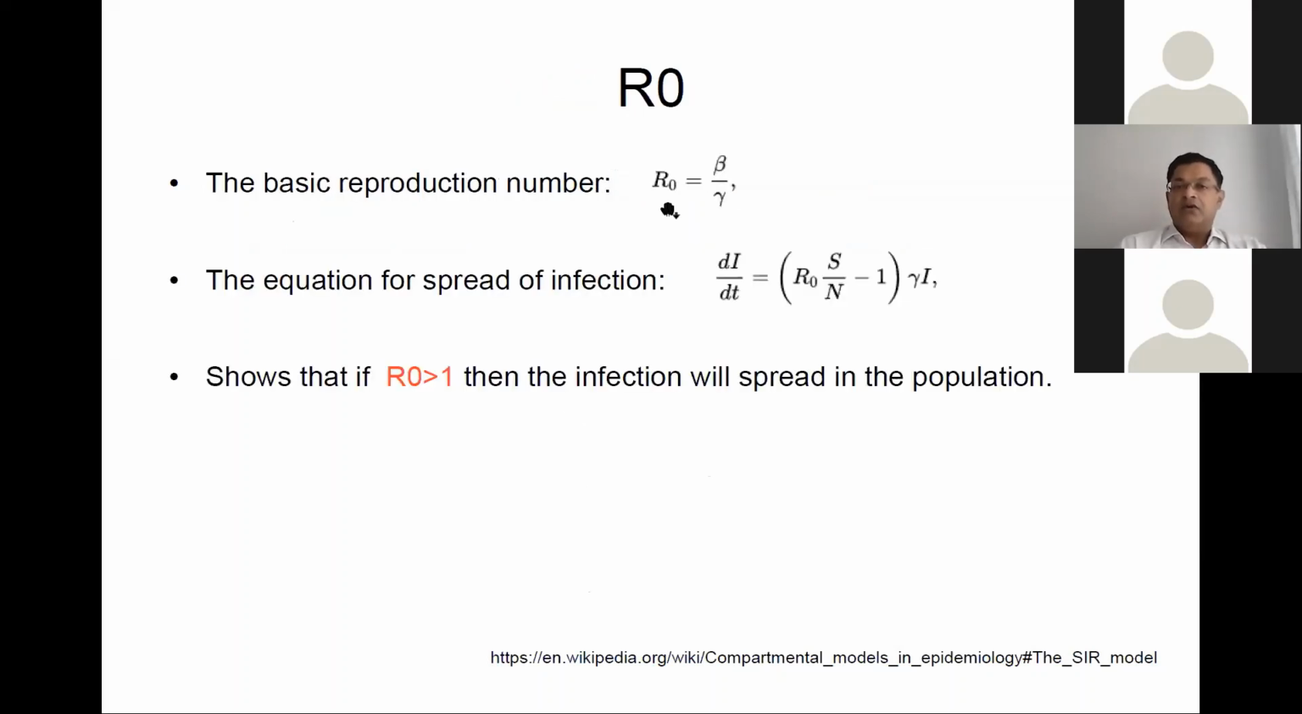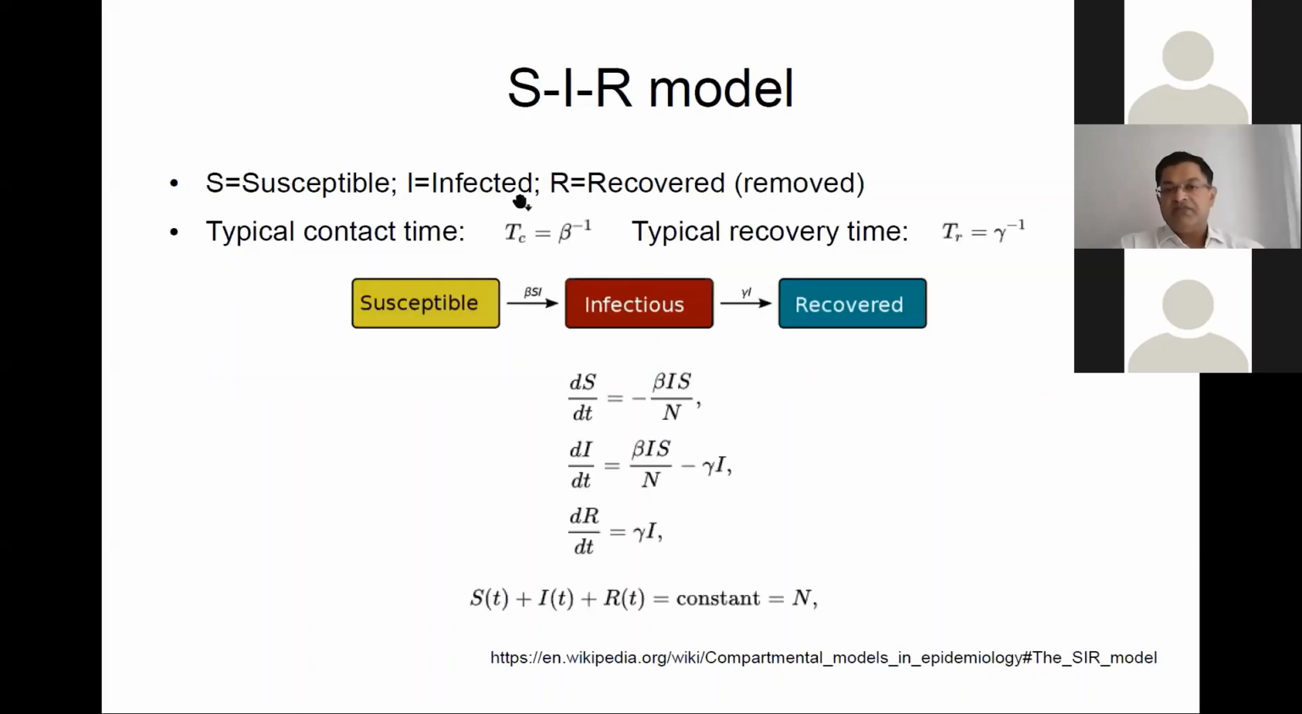Okay. So the basic reproduction number now, in terms of the model, is going to be beta divided by gamma. Remember that beta is, think of it as, the reciprocal of the typical contact time. How long does it take for an infected person to make contact with another person and turn them infected? So that's 1 over tau c, 1 over tc, and that is your beta. That's the rate at which you are going to infect others.